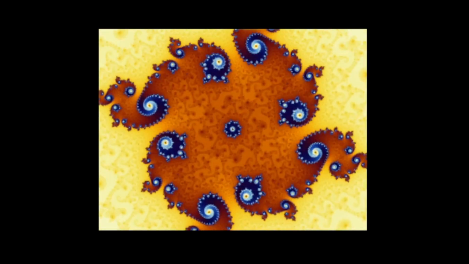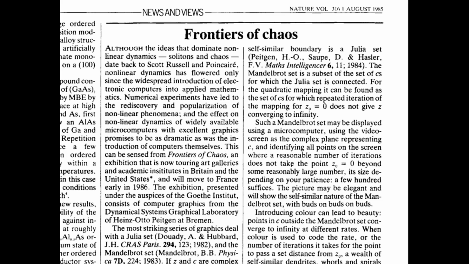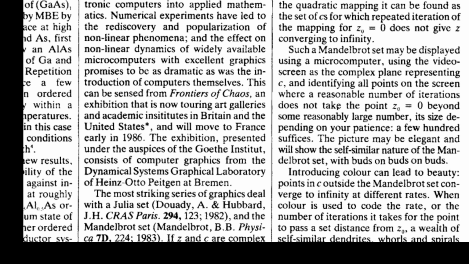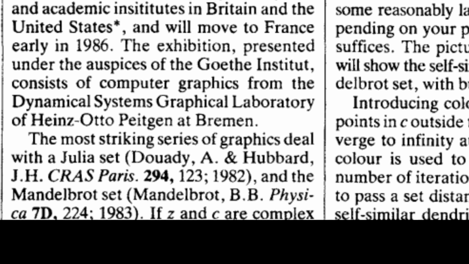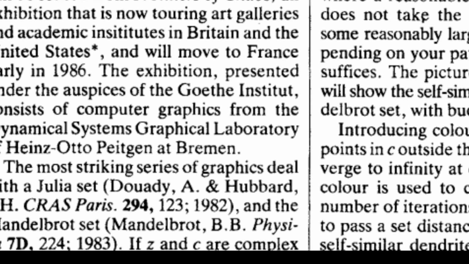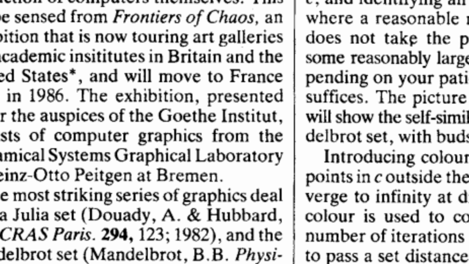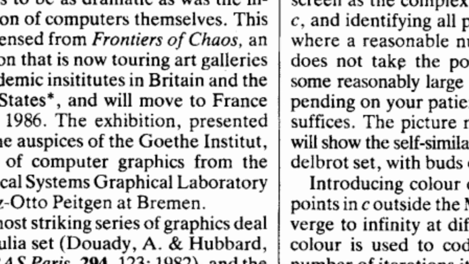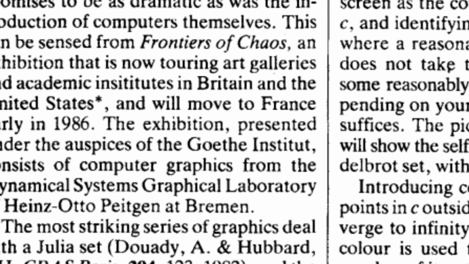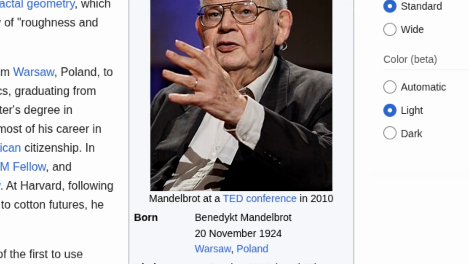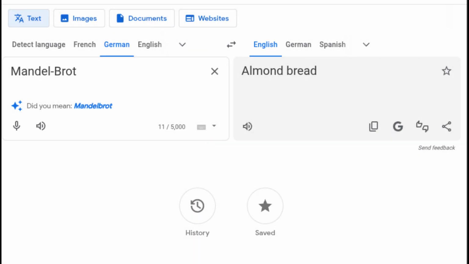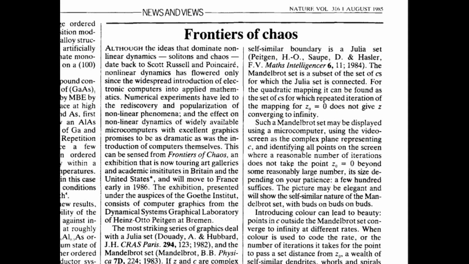A lot of the first images were created in the 80s, and Heinz-Otto Peitgen of the University of Bremen in Germany helped popularize it in an exhibition in 1986. The exhibition was put on by the Goethe Institute, an arm of the German government that promotes the German language. I've taken some of their courses, so it's fun to see them pop up in this context. And I can't help but note, his last name looks very much like how you might say almond bread in German. But anyway, this article has the formula you need to draw the set.